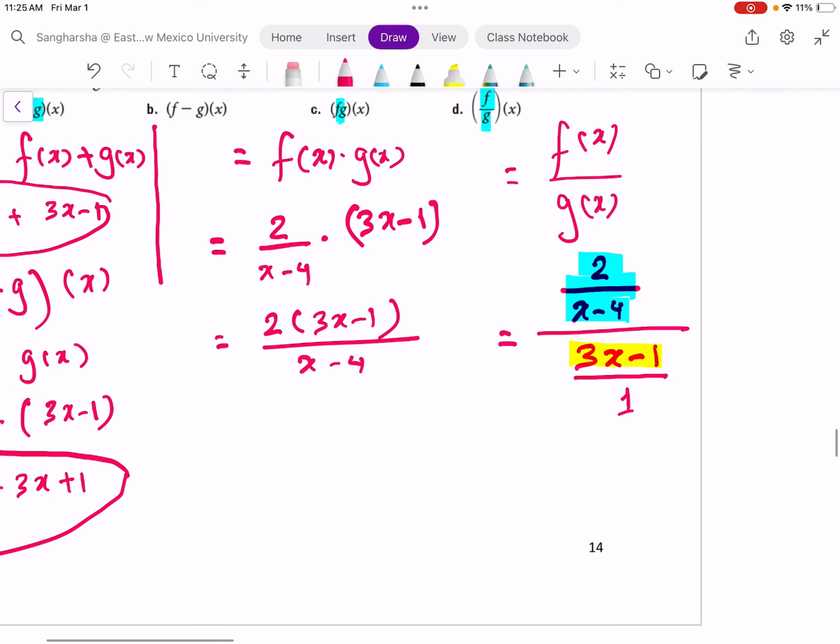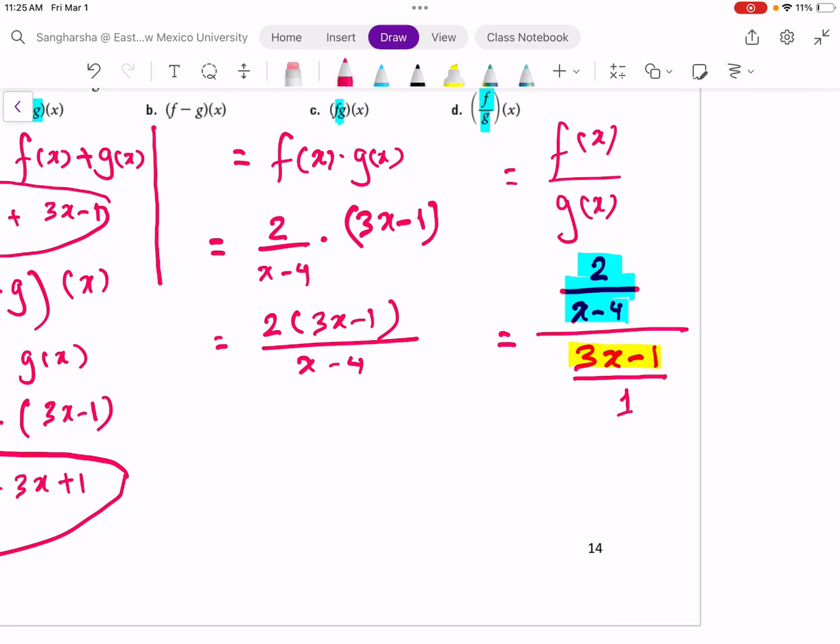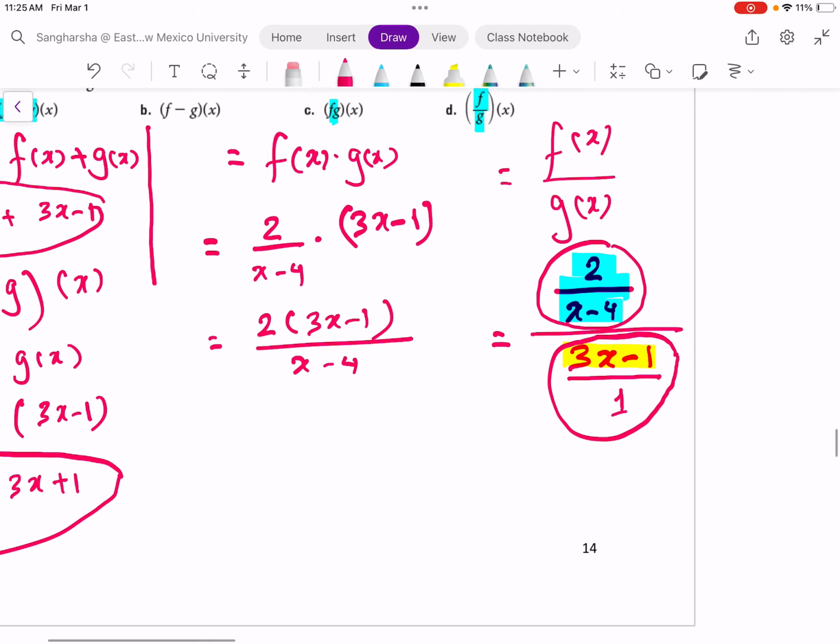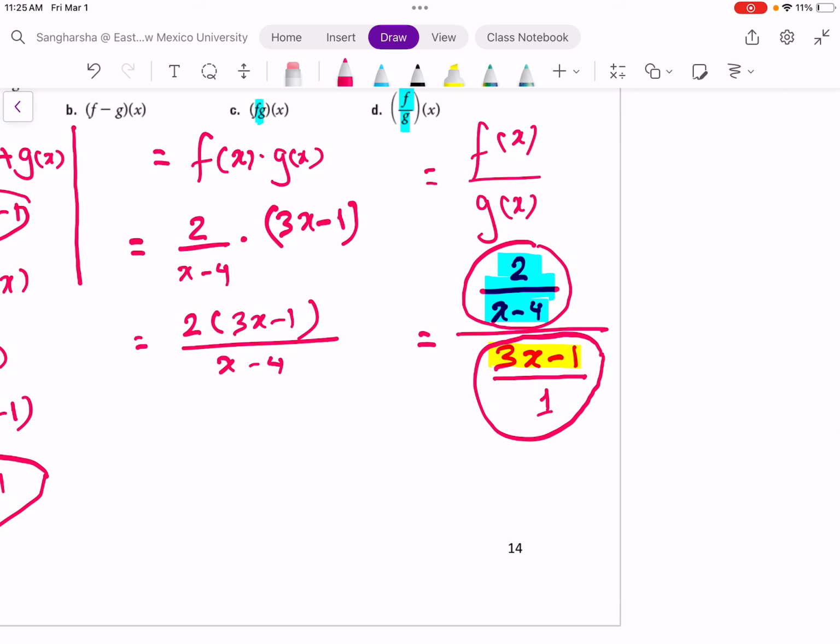Now, if you want to simplify a complex fraction, complex means you have a fraction in the numerator. You have a fraction in the denominator, like here. So this is our numerator, okay? So this is our denominator. And if we want to simplify this complex fraction, what we do here is that we rewrite our numerator as it is.